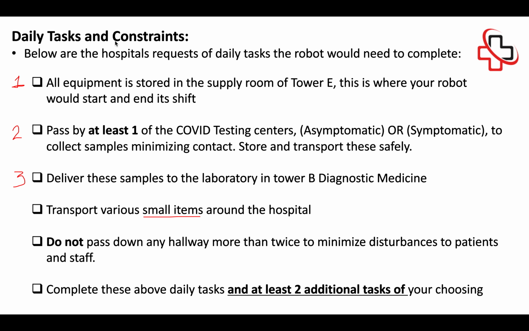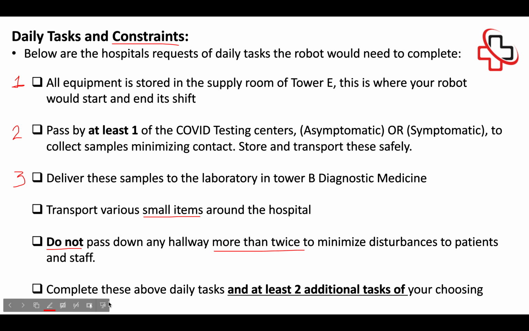Here is what we would call a constraint or a limitation to our design. Do not pass down any hallway more than twice. This is to minimize disturbances to patients. So what we need to do is make sure that when we're drawing our map on the hospital, that we are considering and planning our order and our route so that we don't have to go up and down the same hallway. We need to limit the amount that we go within each hall.